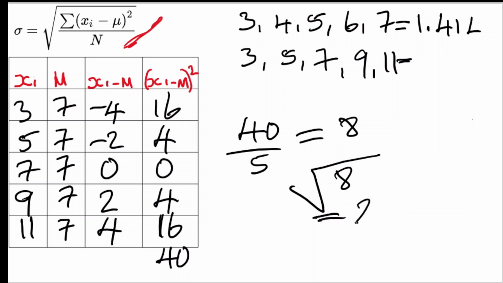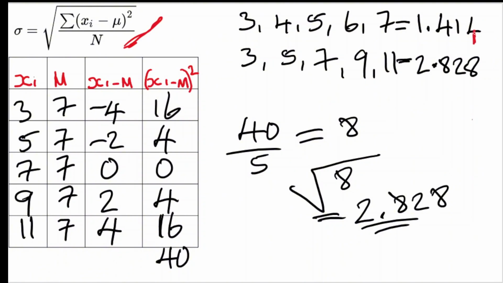This will give us 2.828. So write our 2.828. So now you have seen it, that the deviation here is lower than here. So we have been able to prove our point that the deviation in our first set of data is lower than the second set of data.